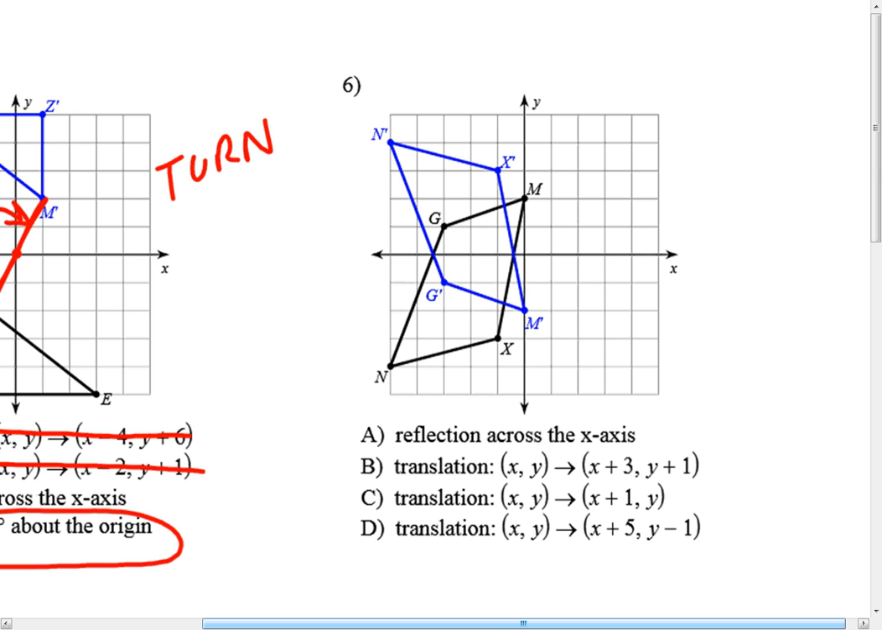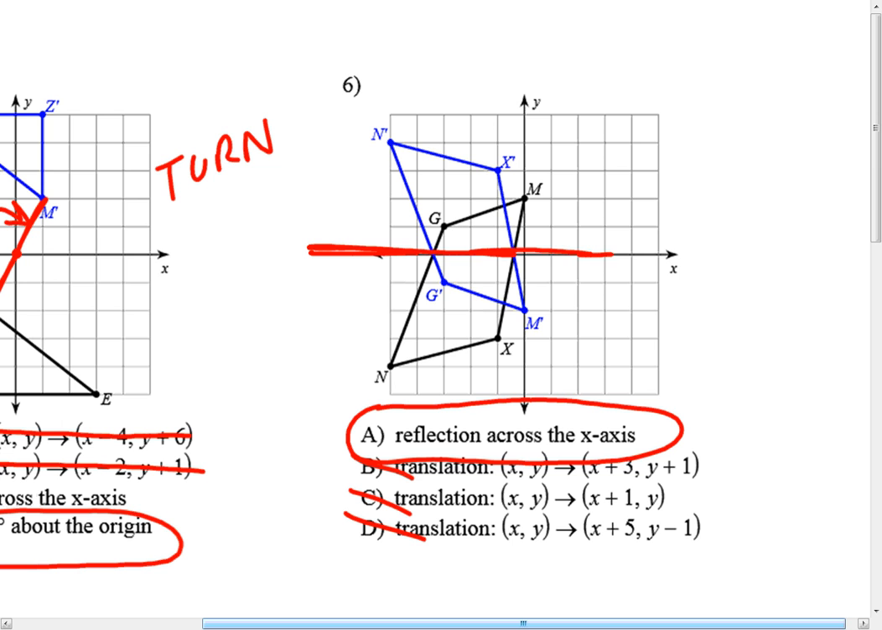Since the orientation looks like it changes, here N is at the bottom of the figure, and then in the new figure N is at the top. This is probably not a translation. Let's check to verify that it's a reflection across the x-axis. Darken in the x-axis. And darken in the pre-image. Let's darken in this right here. We want to focus on the original image.